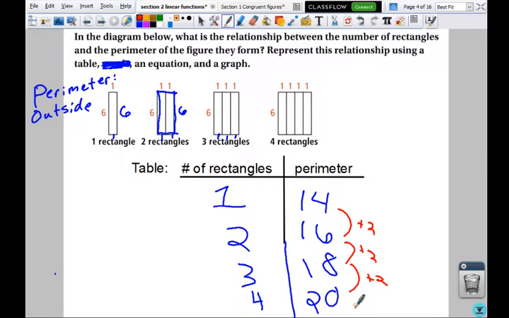Using some kind of a basic equation here. So if I'm going by 2 each time I add a rectangle, right? I'm going to make the equation and say my perimeter is going to equal something. Every time I add a rectangle, I am adding 2 to my perimeter. So I'm going to say my perimeter is going to equal 2 times the number of rectangles.